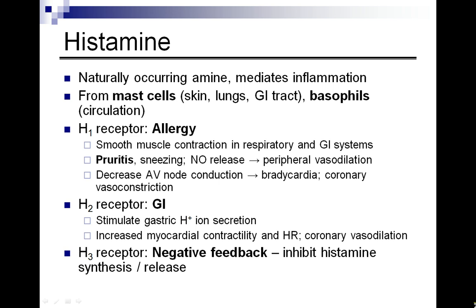The H2 receptor is what I think of as the GI receptor. So we get a lot of gastric acid secretion, increased myocardial contractility and heart rate, and some coronary vasodilation. And there is an H3 receptor, which we don't usually talk about. It's primarily a negative feedback receptor, so that when histamine binds to the H3 receptor, this inhibits release of additional histamine and synthesis of additional histamine as well.